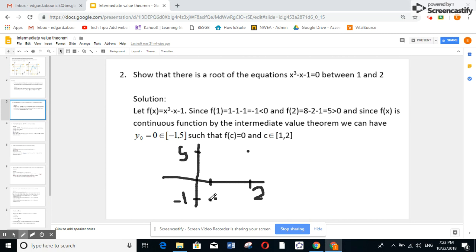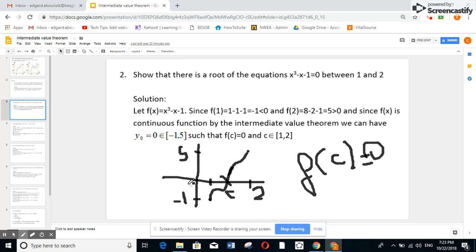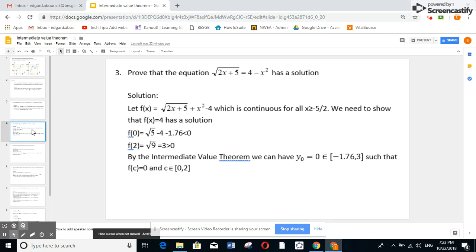Because the function is continuous, you go from here till here. But while going, you must cut the x-axis at a point C such that f(c) is 0. By the intermediate value theorem, this is correct. Why? Because first of all, 0 is a point between minus 1 and 5. So there exists a point C between 1 and 2, by the intermediate value theorem, because the function is continuous, such that f(c) is 0. So if you replace this C, you're going to get c cubed minus c minus 1 equals 0. We have a solution.